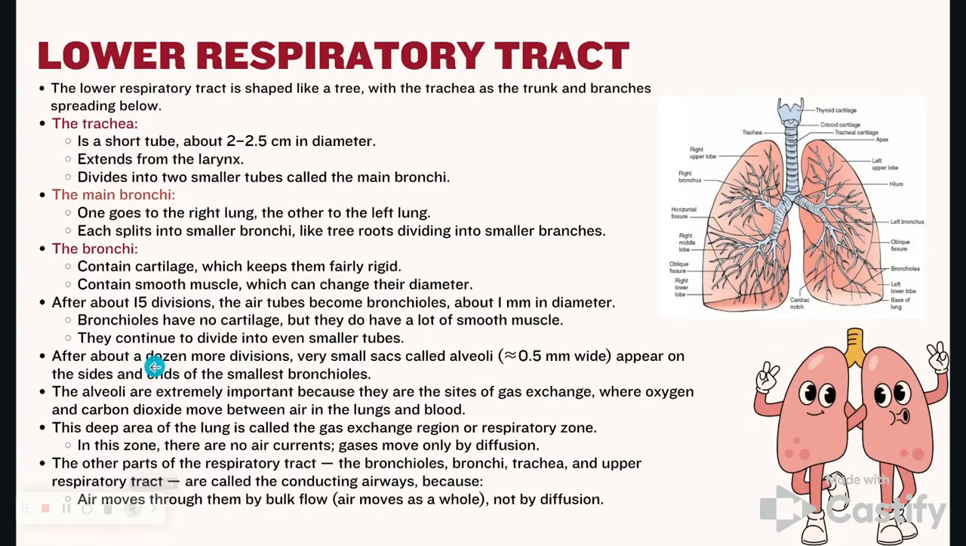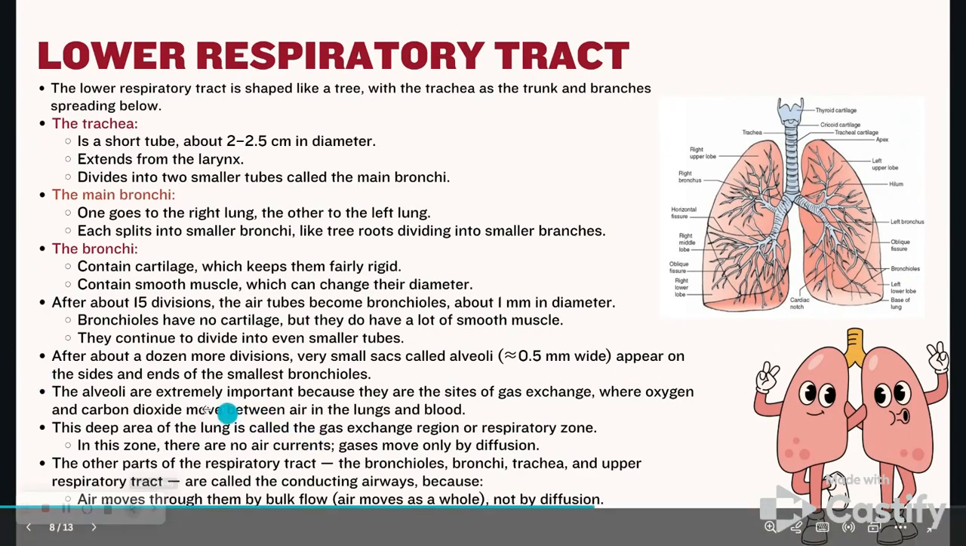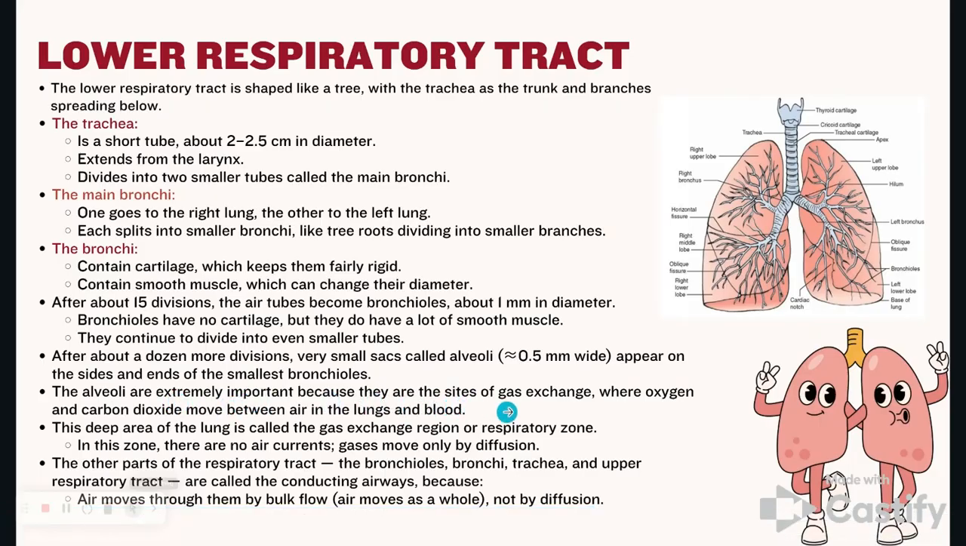After about a dozen more divisions, which is 12 more divisions, we have very small sacs called alveoli. Okay? This is where we have the gas exchange. They appear on the sides and ends of the smallest bronchioles. The alveoli are extremely important because they are the sites of gas exchange, where oxygen and carbon dioxide move between air in the lungs and the blood. Okay? This is where we're talking about the alveolar capillary membrane.